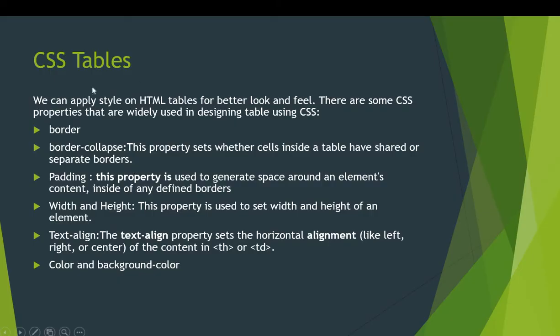Our next CSS properties for tables are padding. This property is used to generate space around an element's content inside of any defined borders. Width and height is used to set the width and height of the element. Here our element is table. Text align can also be applied to the content of the table. We can align our text left, right or center. And in the last we are going to discuss color and background. First let's see padding, width and height and text align properties. Again moving on to the code.